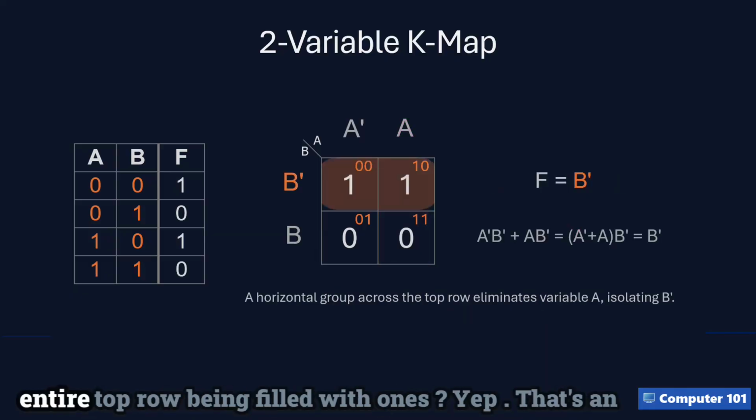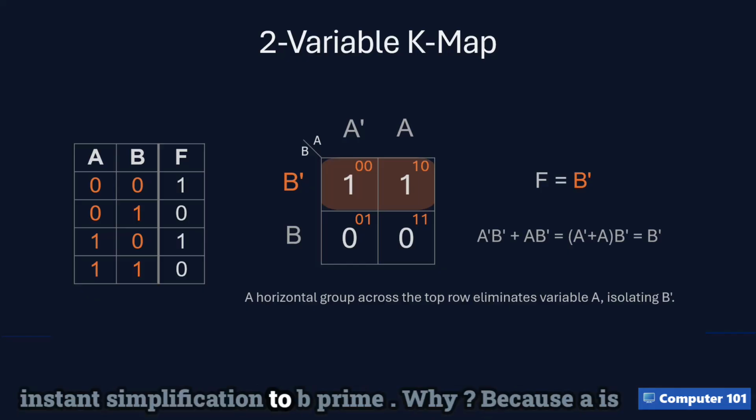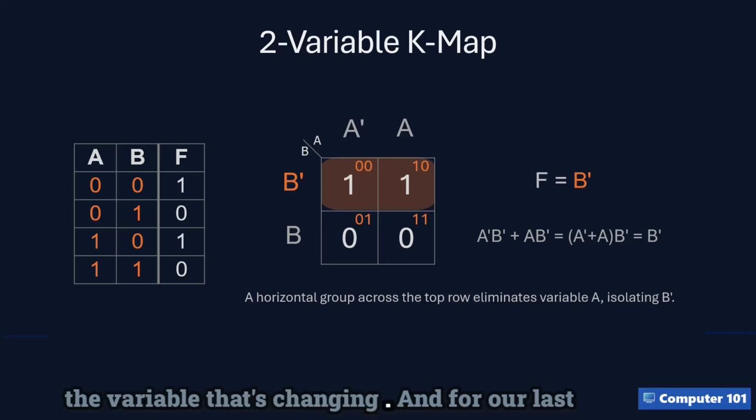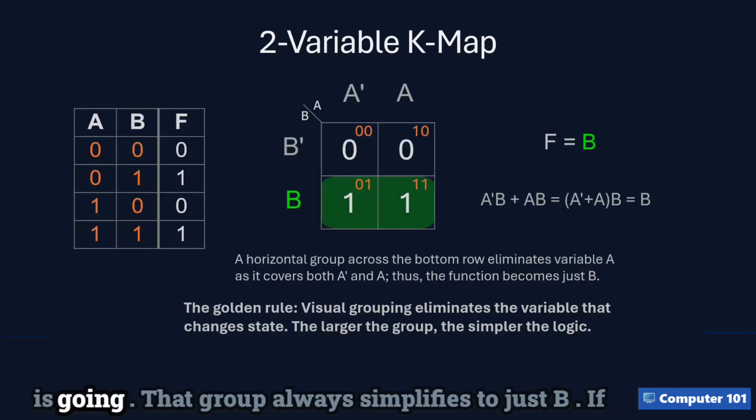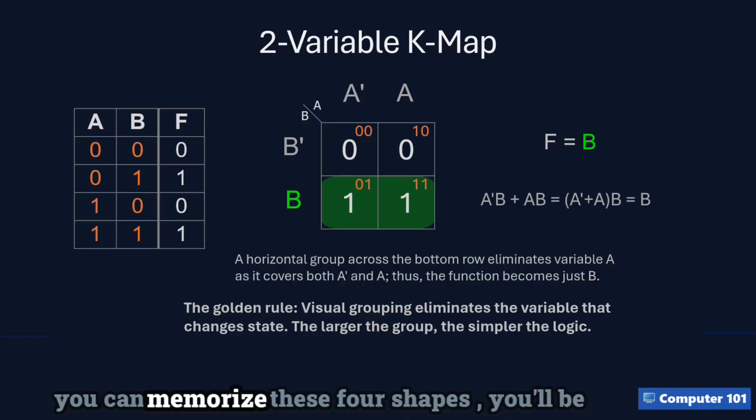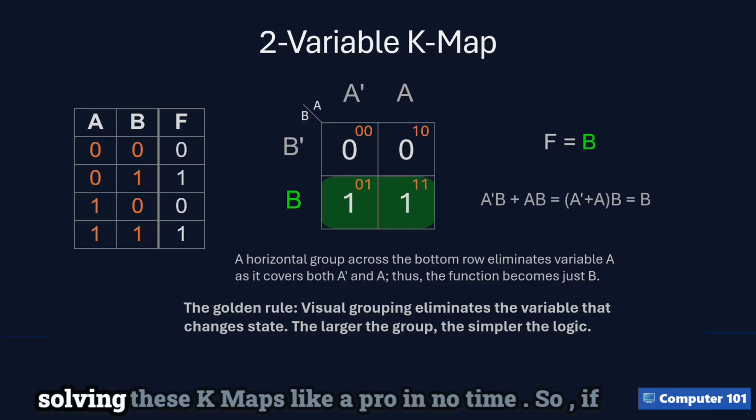How about the entire top row being filled with ones? Yep, that's an instant simplification to B prime. Why? Because A is the variable that's changing. And for our last shortcut, the full bottom row. You know where this is going. That group always simplifies to just B. If you can memorize these 4 shapes, you'll be solving these K-maps like a pro in no time.